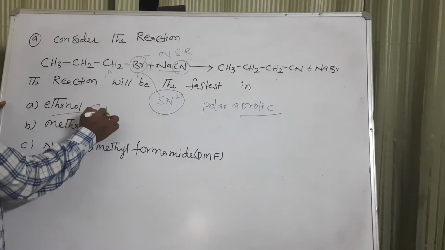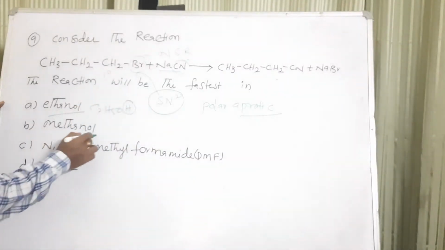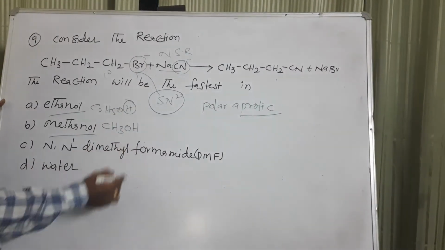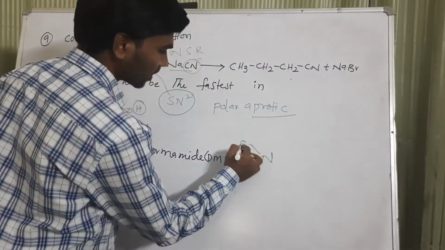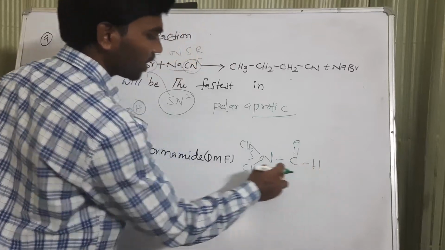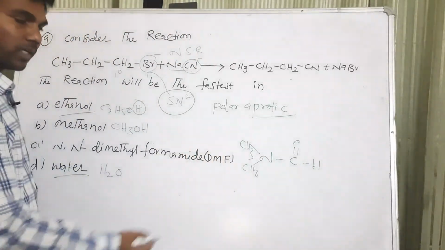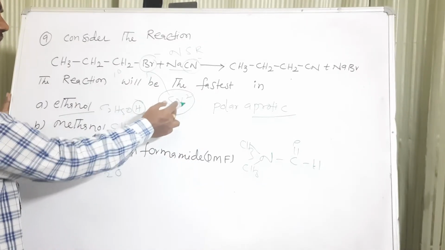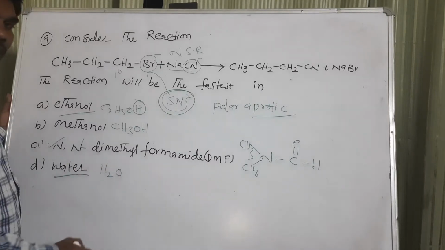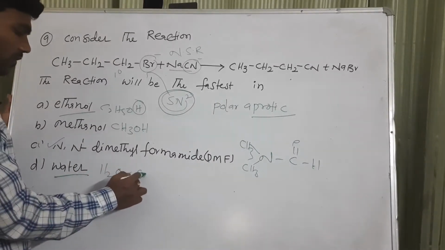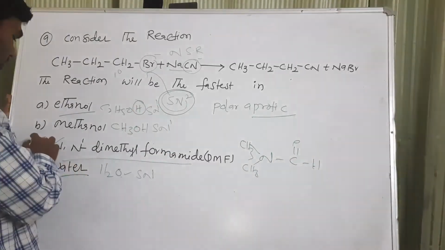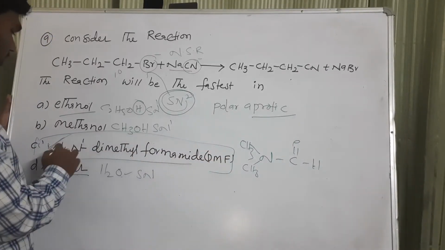So ethanol, C2H5OH, is a polar protic solvent. Methanol, CH3OH, is also a polar protic solvent. N,N-dimethylformamide, structure is like this: CH3 and C double bond O. Here the polar aprotic solvent is this one, so that's why it is favorable for the SN2 reaction. Water, H2O, is a polar solvent, so it is favorable for SN1. This is SN1 favorable, this is also SN1 favorable. So only this compound is favorable for SN2 reaction, so that's why the answer is this one.